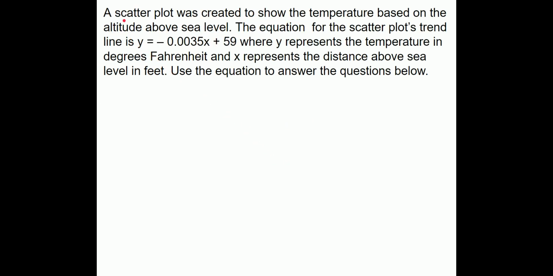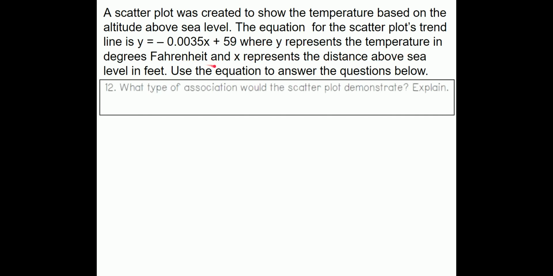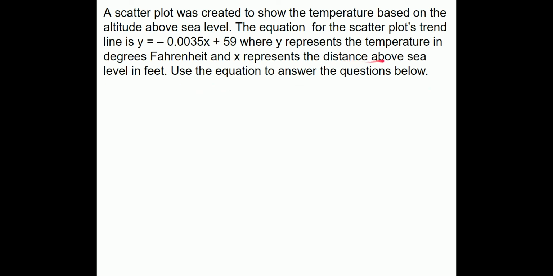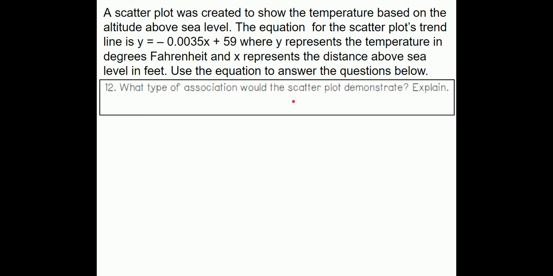Let's do one more. A scatter plot was created to show the temperature based on the altitude above sea level. The equation for the scatter plot's trend line is y equals -0.0035x plus 59, where y represents the temperature in degrees Fahrenheit, and x represents the distance above sea level in feet. Use the equation to answer the questions below. So what type of association would you expect this scatter plot to demonstrate?